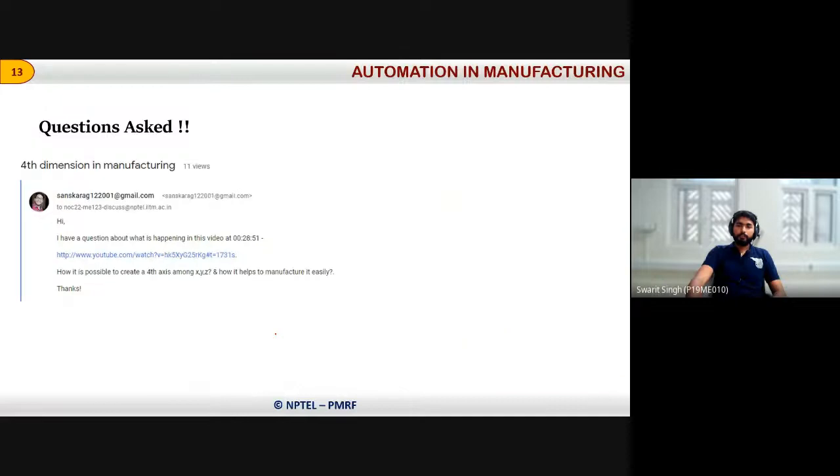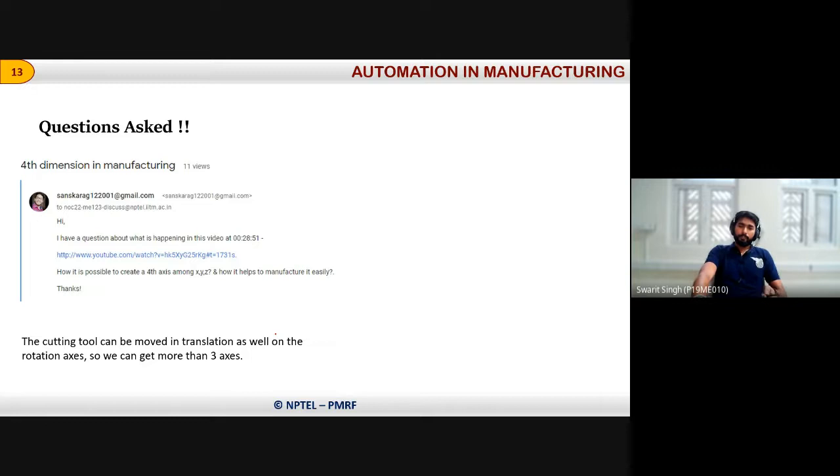So moving towards the next question. The next question was the fourth dimension in manufacturing. It asks how it is possible to create the fourth axis among X, Y, Z, and how it helps to manufacture easily. In the video at this particular point, multi-axis CNC machines were shown. So this is the answer mentioned on the portal itself. The answer says the cutting tool will be moved in translation as well as rotation axis, so that we can get more than 3 axes.